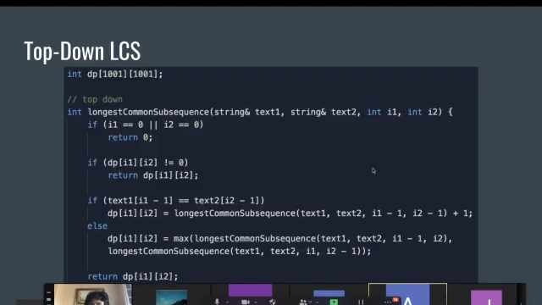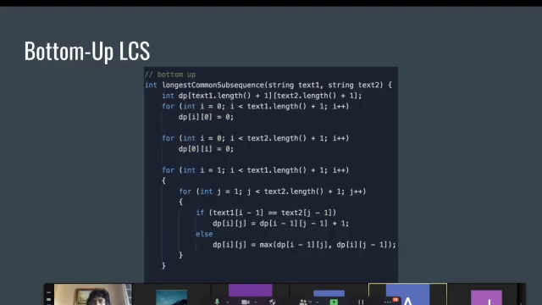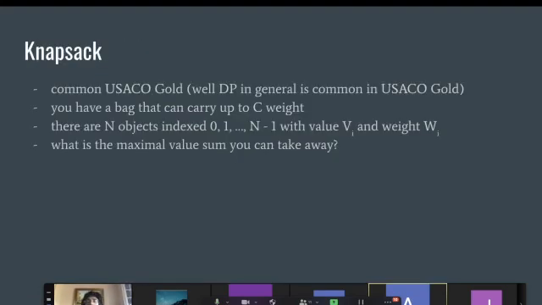So I'm not going to go too in depth for it, but you could look over the presentation in your free time. This is a lot more complicated than the other algorithms. Okay, well, this is a little bit less complex one. So this is a common one in USACO Gold, but honestly, you guys are probably not into that much USACO Gold. But basically, the idea is you have a bag that can carry up to C weight, right? And there are n objects indexed 0 to n minus 1 with values vi and weight wi, right? And you want to find the most value you could take, right?